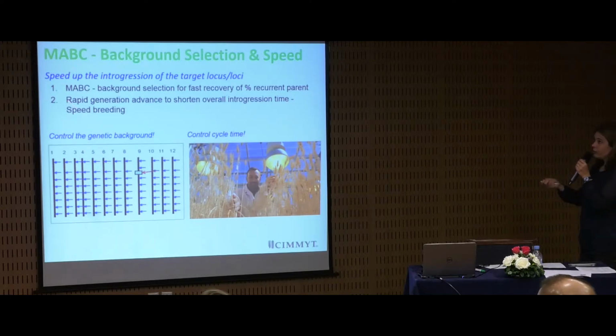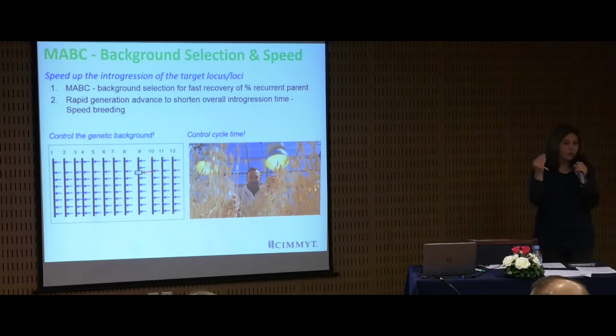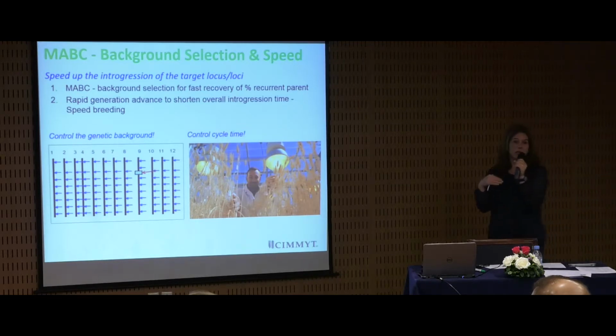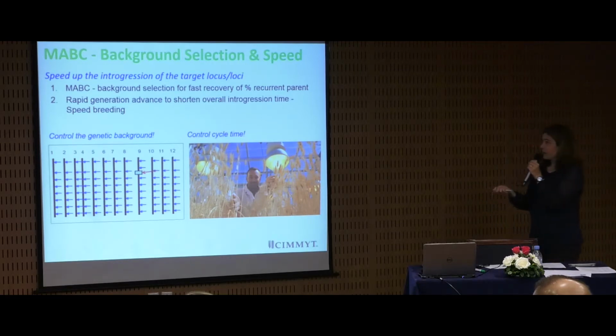So I think there are 2 ways you can improve marker-assisted backcrossing. Additionally to foreground selection, so selecting for the genes, you can put markers into the background and select as much as possible for your recurrent parent. And the second approach is you can control cycle time. If we can do that in speed breeding conditions, we can go much faster.